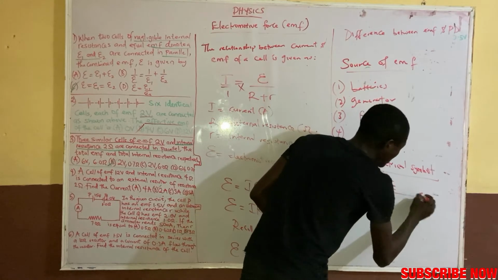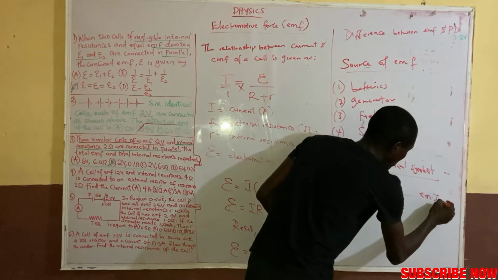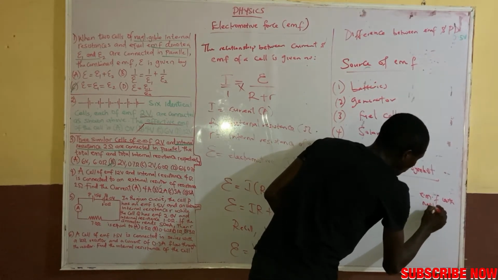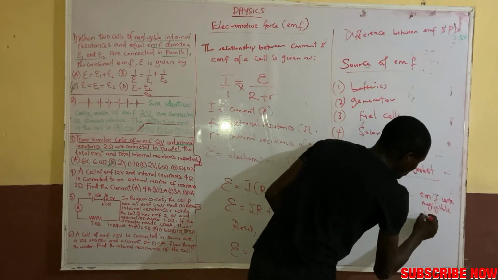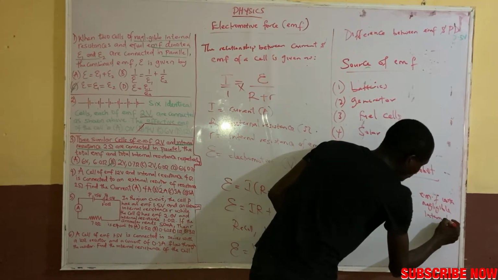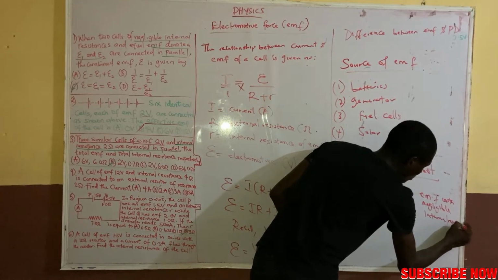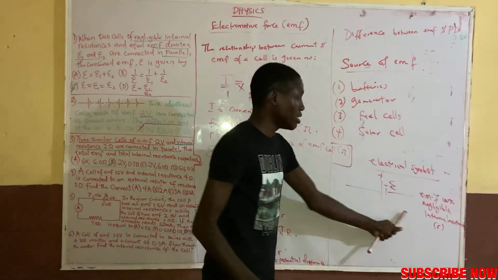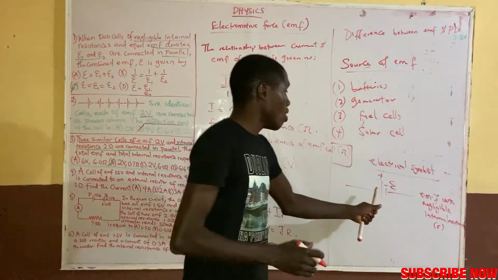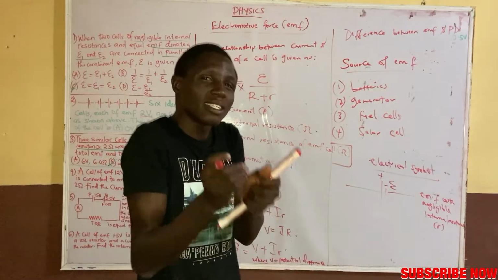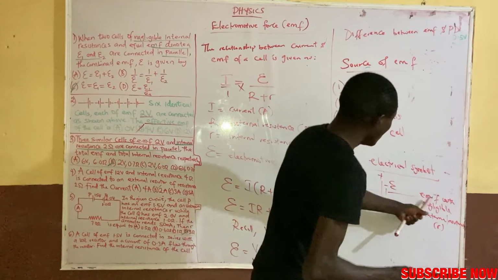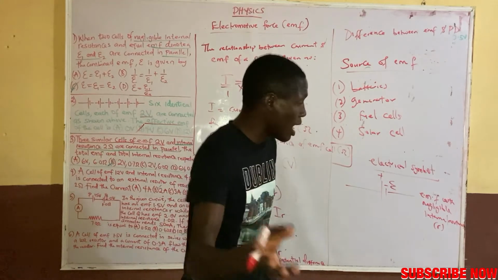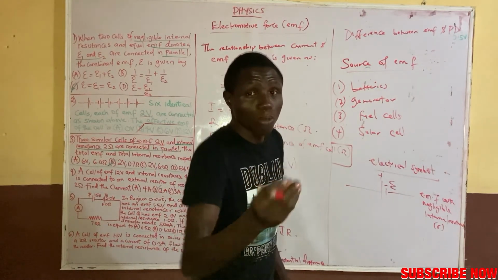It is the EMF of a cell with negligible internal resistance. As you can see here, there is no small letter r, so there is no resistance in this EMF. It means that this EMF has negligible internal resistance. The resistance is very, very small. So whenever you have an EMF without internal resistance, that internal resistance, small letter r, is ignored because it is very, very small.